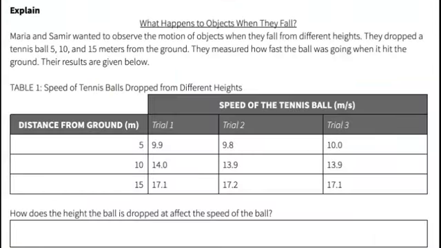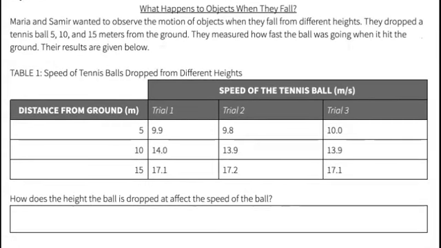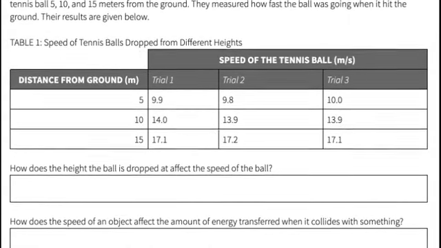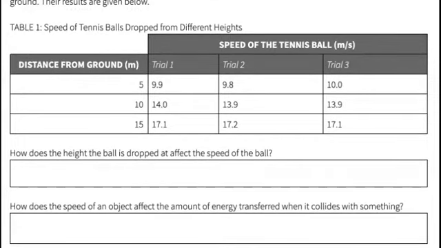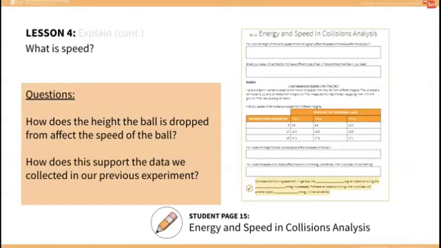Next, have students complete the sheet, What Happens to Objects When They Fall, just the explain portion found on the bottom of student page 15. This is a short passage with data. Ask students, how does the height the ball is dropped affect the speed of the ball? How does this support the data we collected in our previous experiment? Teacher guidance can be found on teacher page 19.